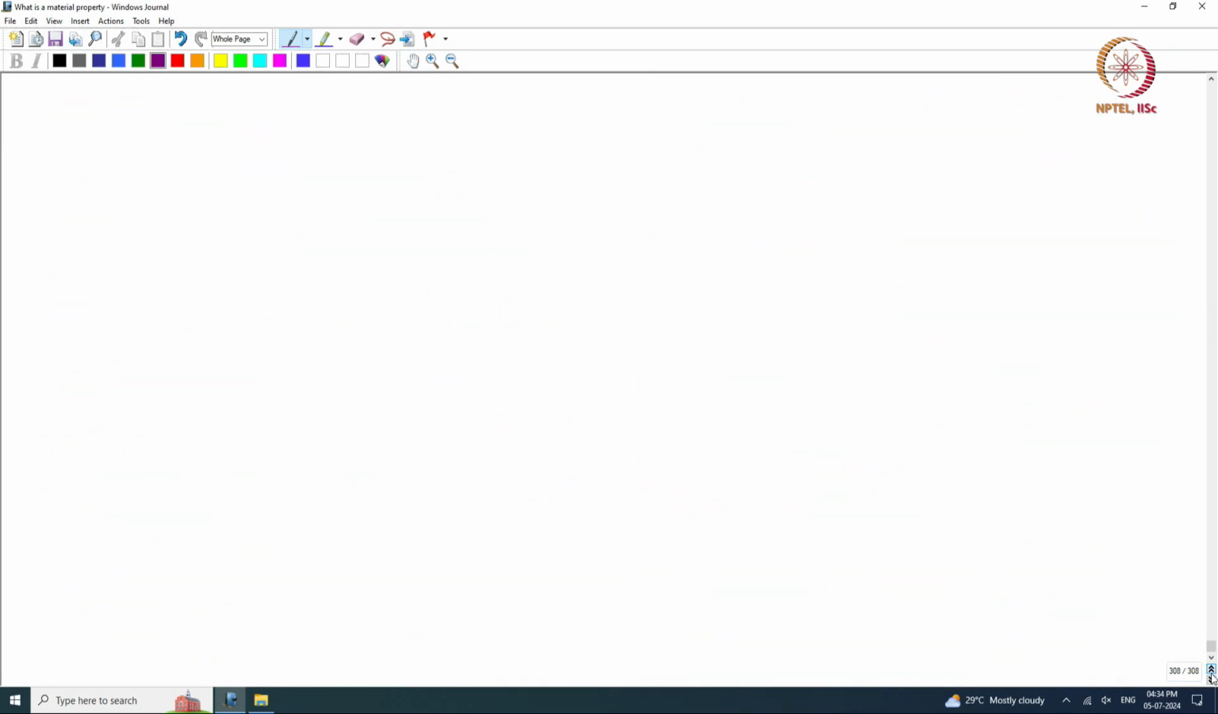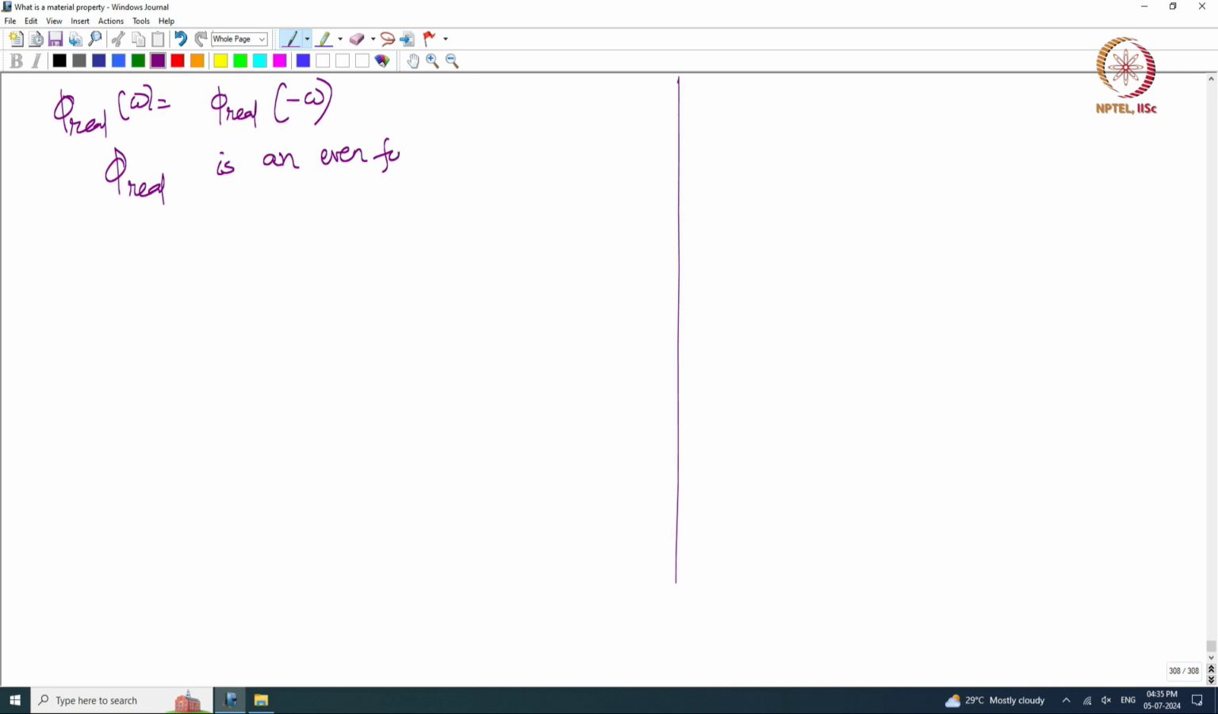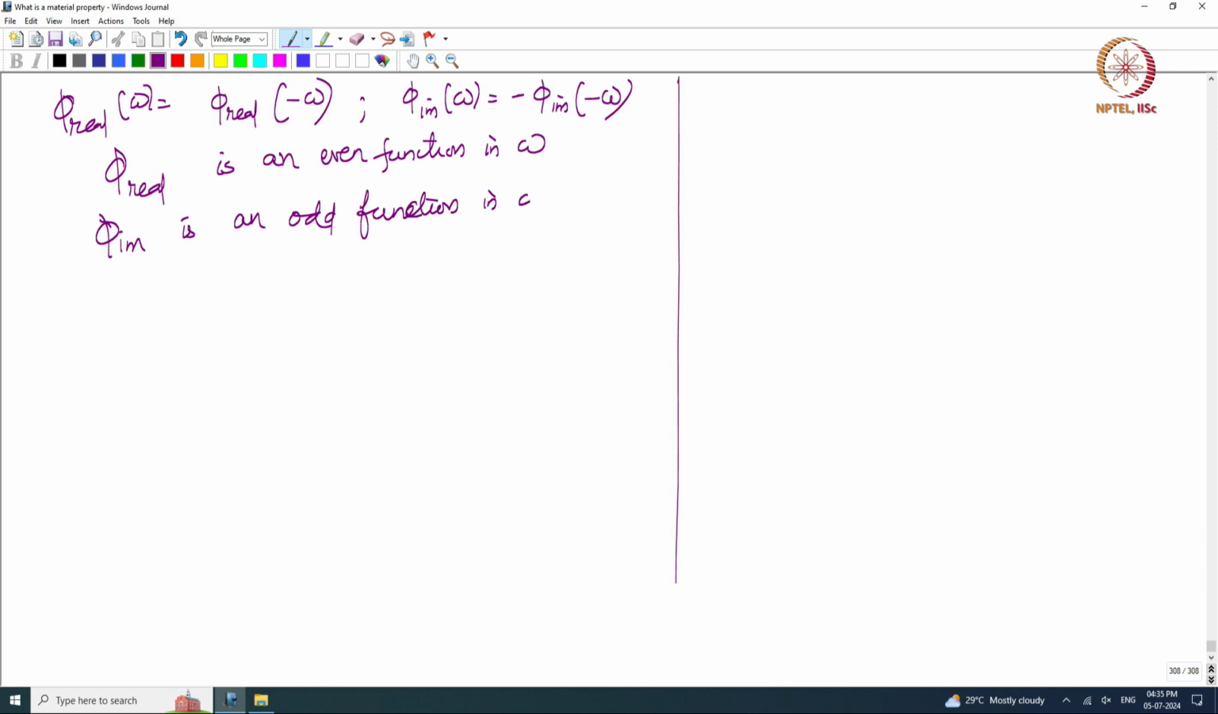What does that mean? That means that phi real of omega equals phi real of minus omega, or phi real is an even function in omega. Similarly, phi imaginary is an odd function. The second relation is phi imaginary of omega equals minus phi imaginary of minus omega, so this is an odd function in omega. Even function means it is symmetric about omega equal to 0, odd function is anti-symmetric about omega equal to 0.